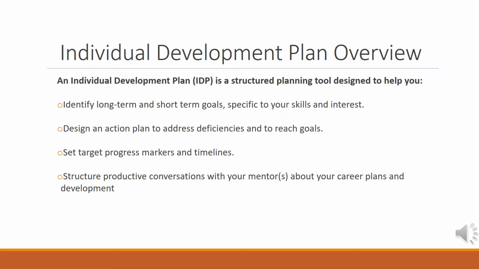An individual development plan, or IDP for short, is basically a tool that you decide to make progress in your life and to attain certain goals. It allows you to identify long and short term goals, then create an action plan to address maybe some shortcomings or things that you need to improve to reach those goals.